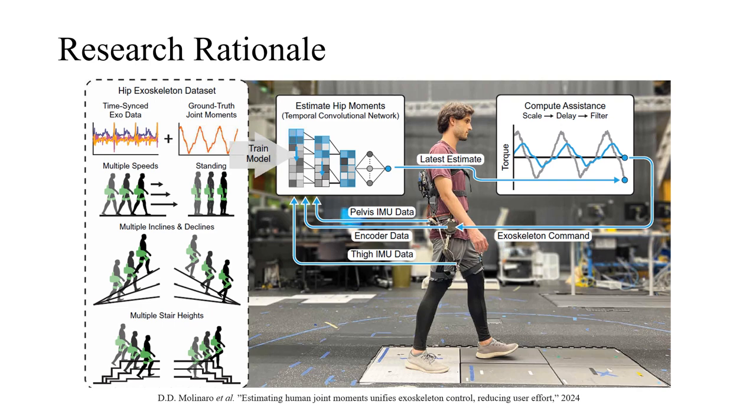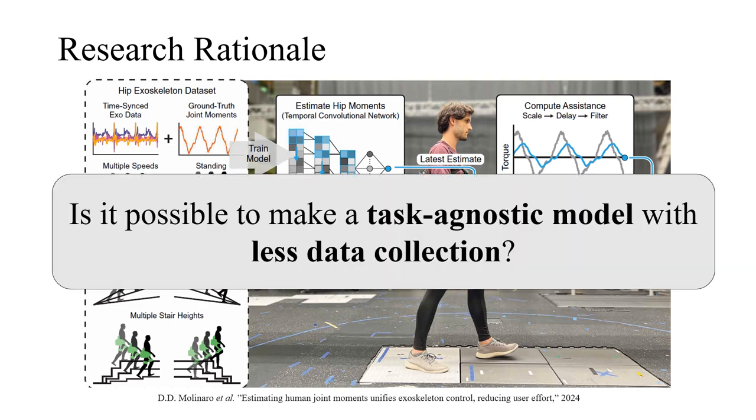as the assistant profile. Estimation using a deep learning model with wearable sensing has demonstrated significant performance benefit across a wide range of activities. However, by the nature of deep learning, it requires large datasets that comprehensively represent various activity modes. Therefore, the costs and resources for data collection and model training are substantial. Here we question, is it possible to make a task-agnostic model with less data collection?